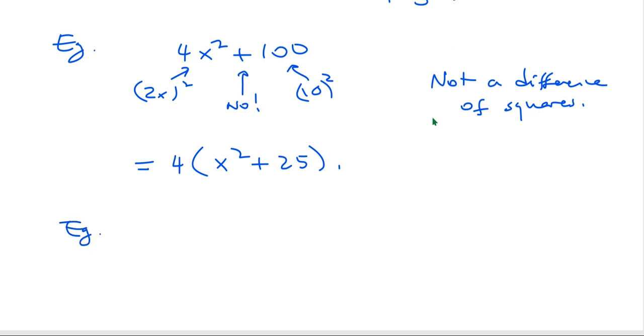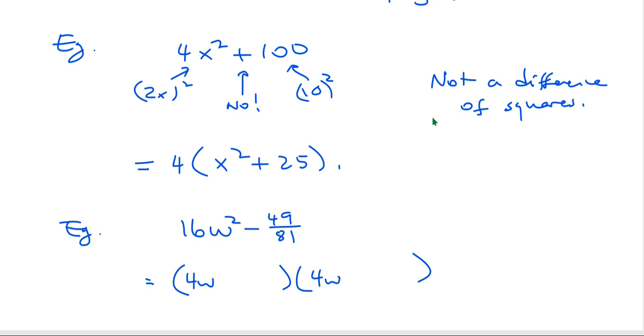Last example, I promise. Okay, so this one is going to be 16w squared minus 49 over 81. Yes, fractions. Okay, check the fractions carefully. Are they perfect squares? Okay, 49 and 81 are both squares. They are the squares of 7 over 9. And the 16w squared is also a square because it's the square of 4w. So it is a difference of squares. So my a is 4w, write it in both brackets. My b is whatever the square root of 49 over 81 is, which is 7 over 9. One's a plus and one's a minus.